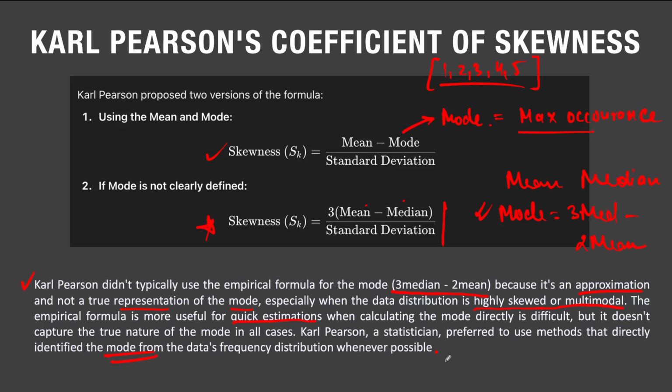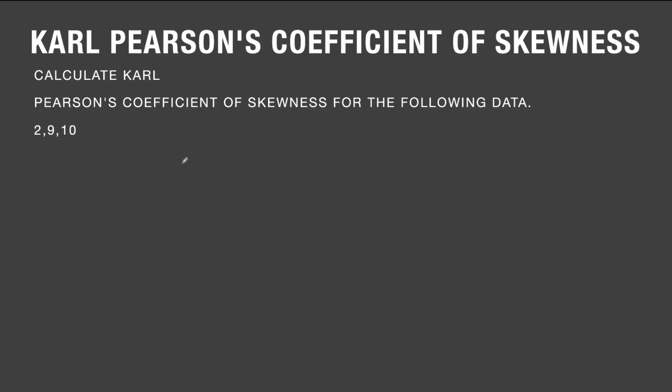So, going forward, let's see. Now, we have a small question over here. We need to find out the Karl Pearson's coefficient of skewness for the following data. What do we need for it? We don't have a mode with us. So we'll follow the formula of mean minus median, the entire thing done 3 times, whole upon standard deviation.